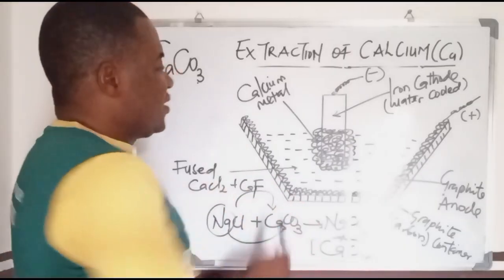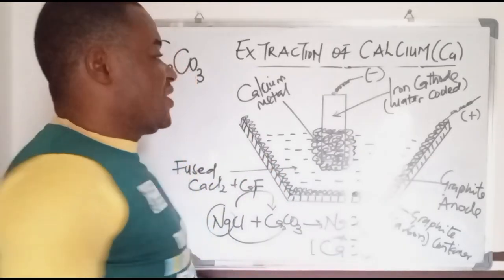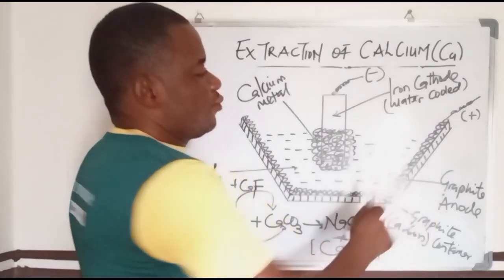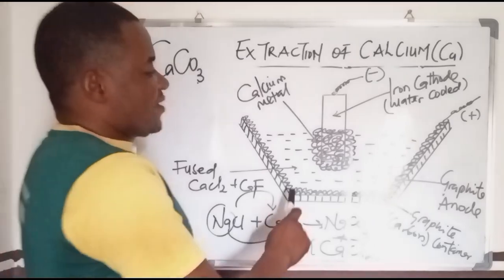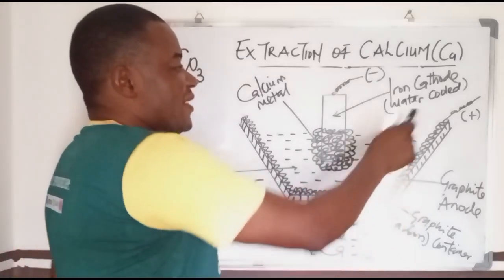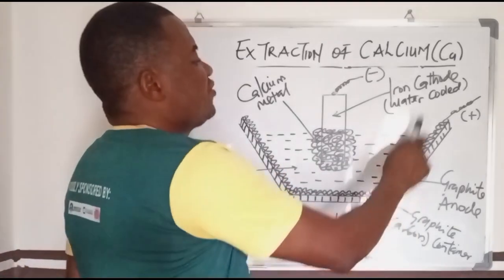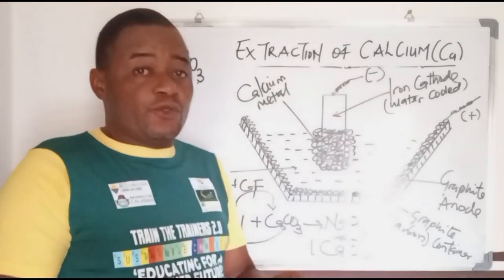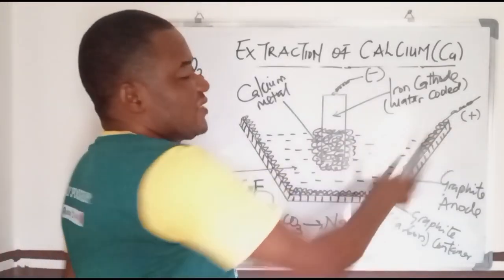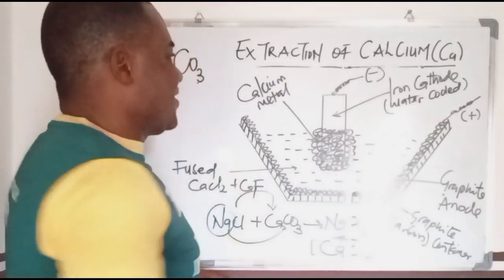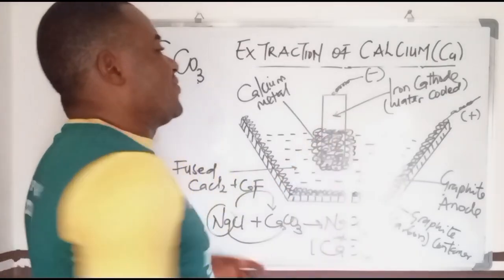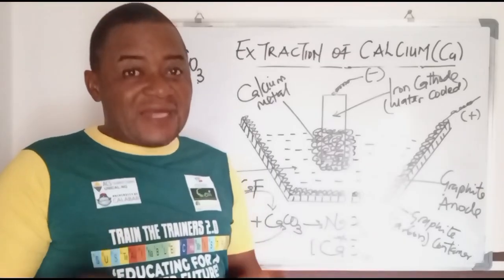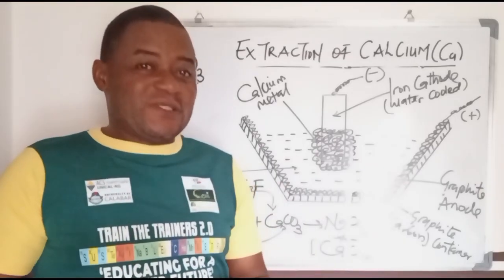Now, the reason it is called a graphite carbon container is that the container is built with graphite, which serves as the anode. The container has a wall that is lined with graphite, and so the container itself serves as the anode. Remember that the anode is always positively charged. It also has an iron cathode, which is a water-cooled iron cathode, and of course that is where the calcium metal is deposited.